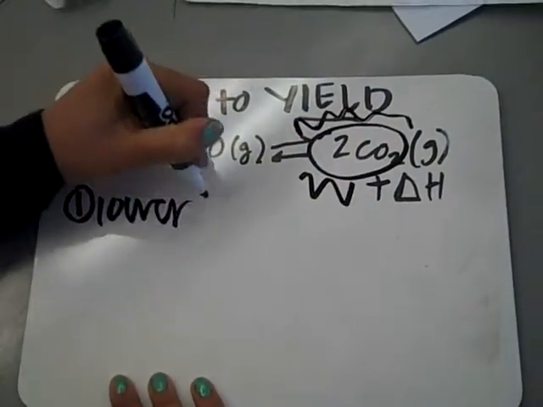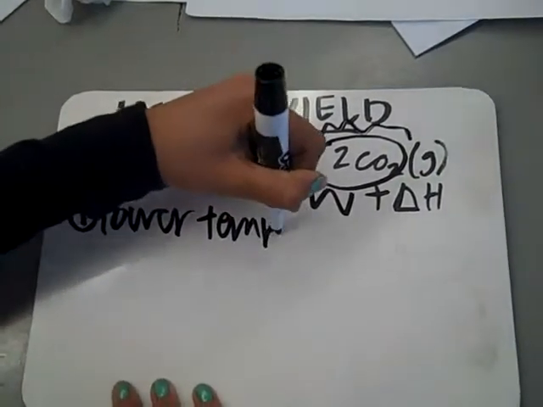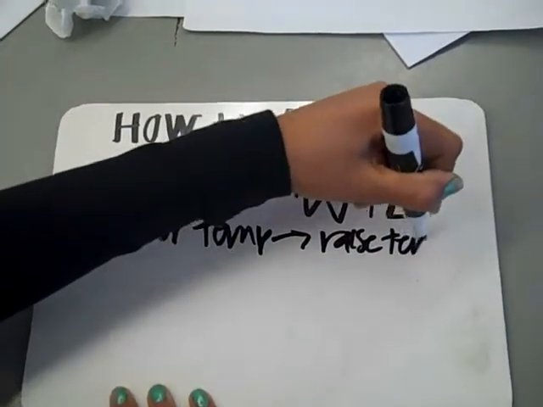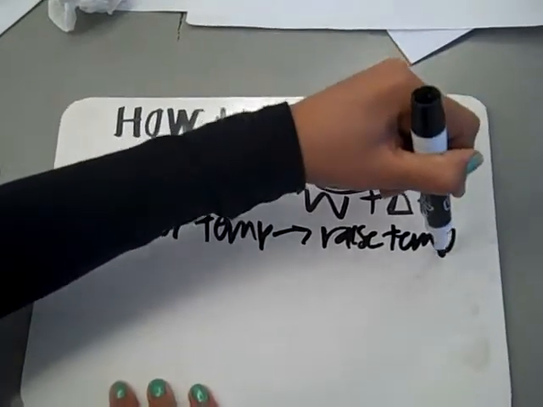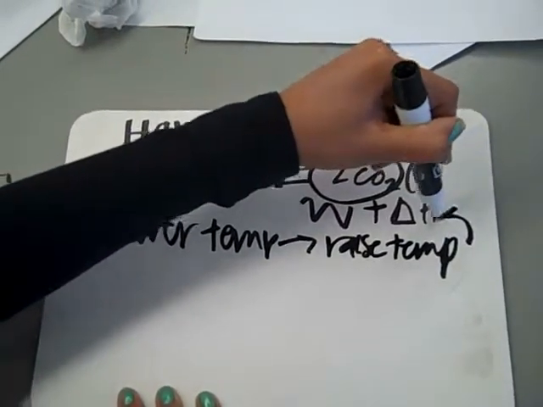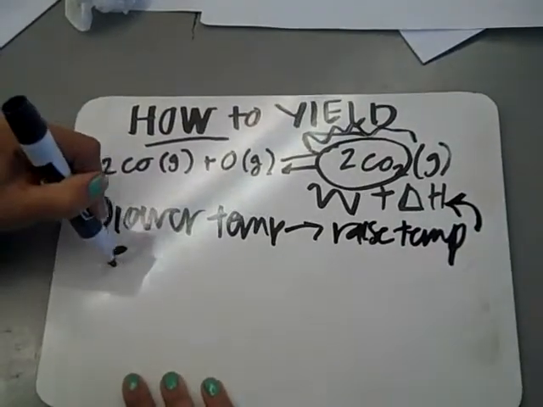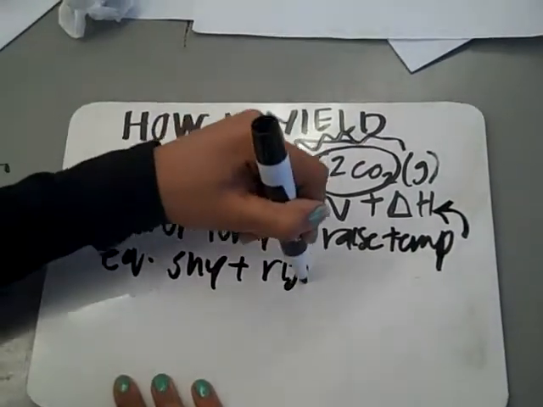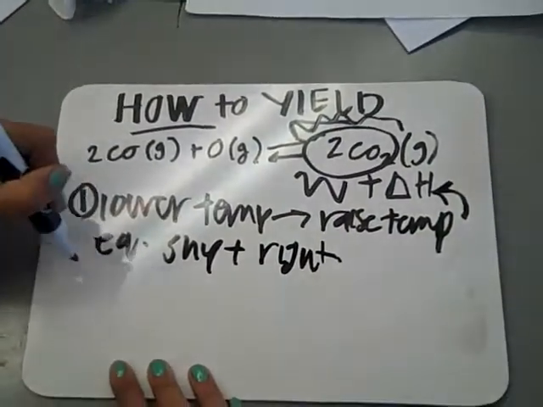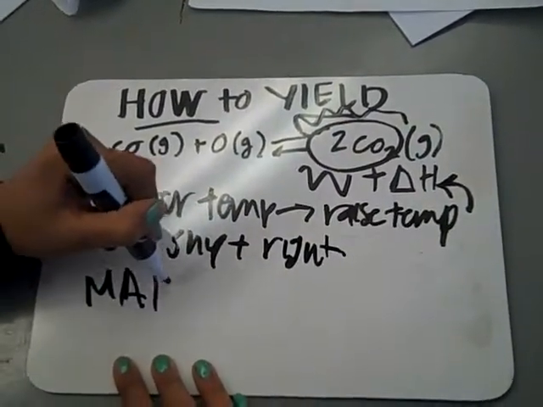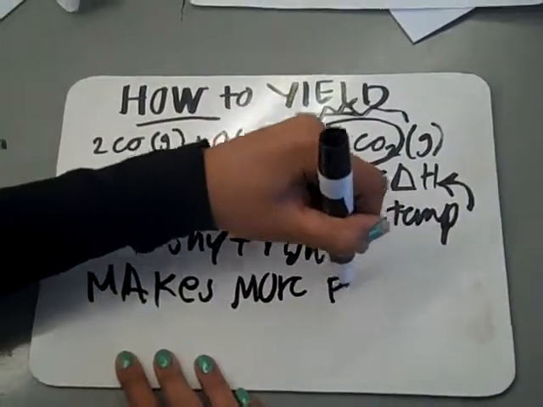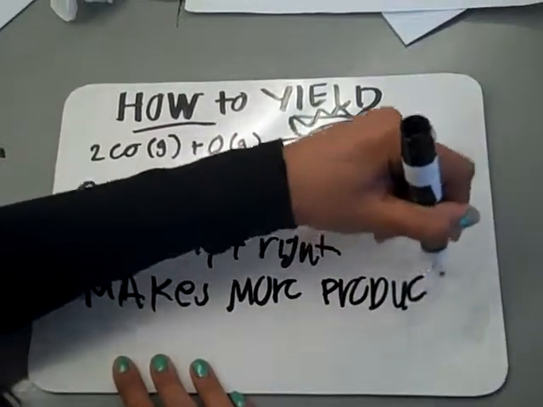The second thing is to add pressure because the system will want to decrease pressure, and the right side has less pressure, so that will make more product as well. The third thing can be to add O2 or add CO because the system will want to take away CO and it will shift equilibrium to the left too.